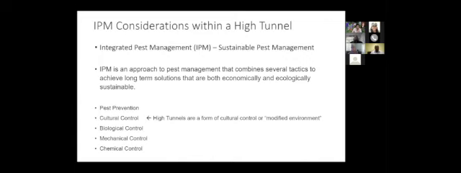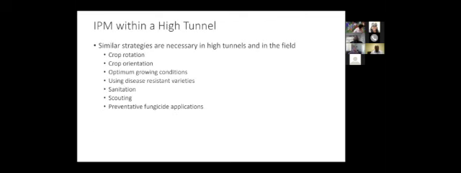And if you're talking about protected agriculture, high tunnels are a form of cultural control. And so, especially when you're thinking about diseases, one way to prevent many diseases that pop up because of excessive rainfall is to use protected ag like high tunnels. So you're already starting out using a type of integrated pest management, or one thing within integrated pest management, if you're growing in a high tunnel.